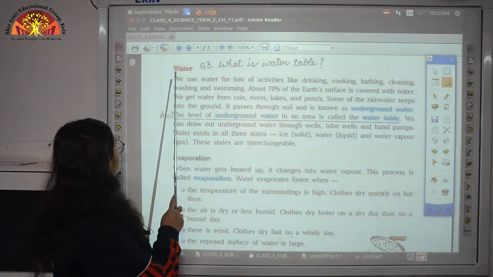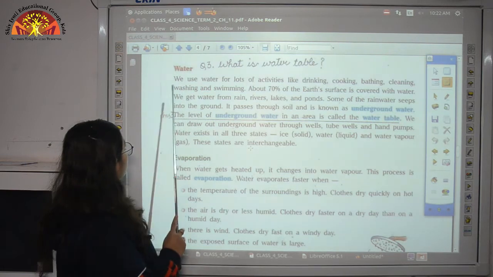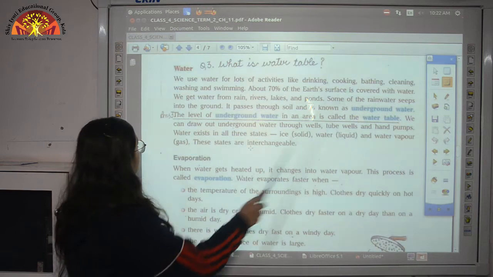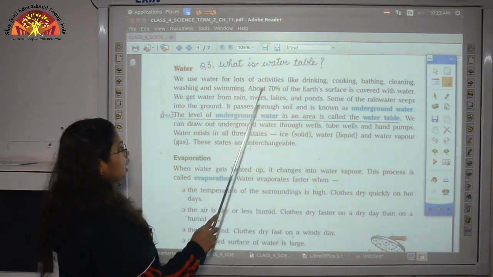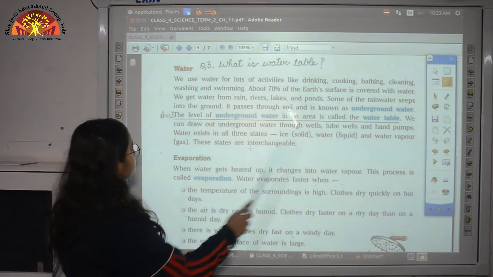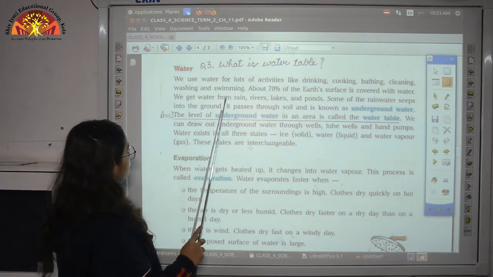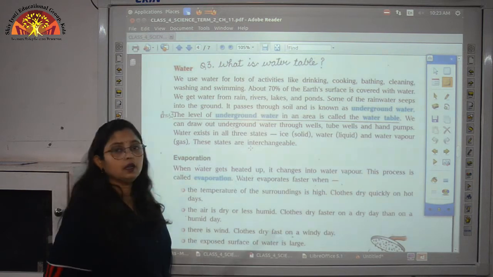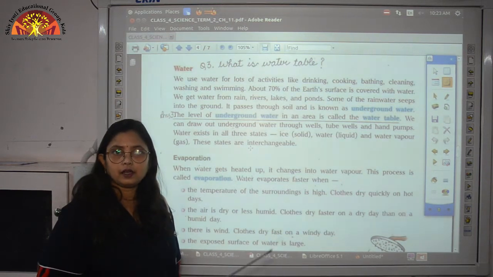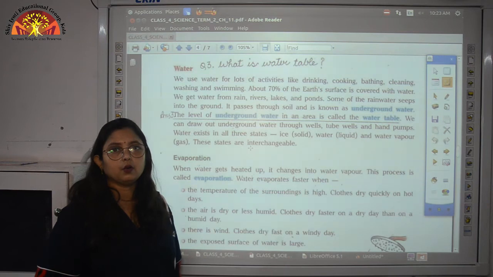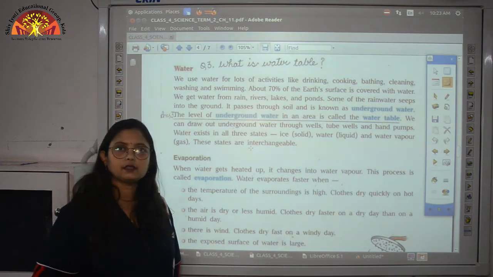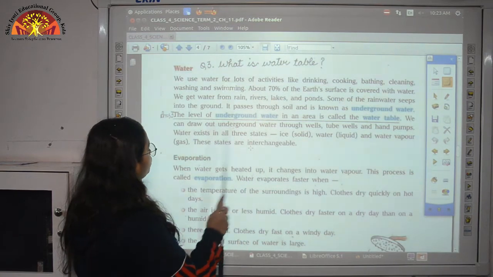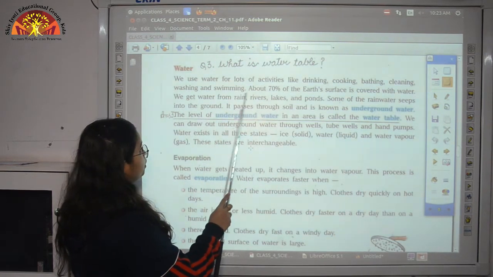So children, now let us come to the next topic, that is water. So we use water for lots of activities like drinking, cooking, bathing, cleaning, washing and swimming. About 70% of the earth's surface is covered with water. We get water from rain, rivers, lakes and ponds. So children, our earth is called the blue planet. Why? Because the maximum part of it is covered with water.